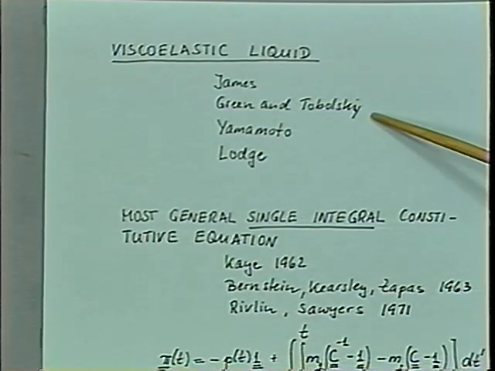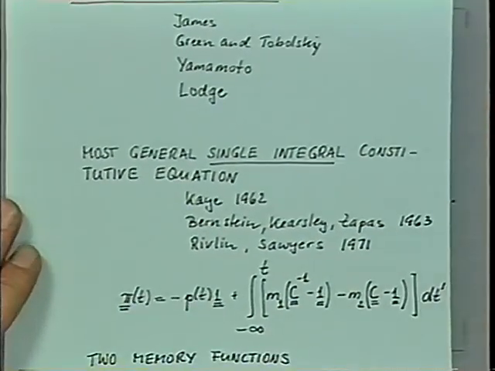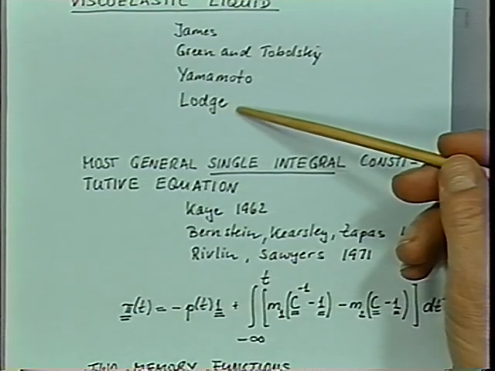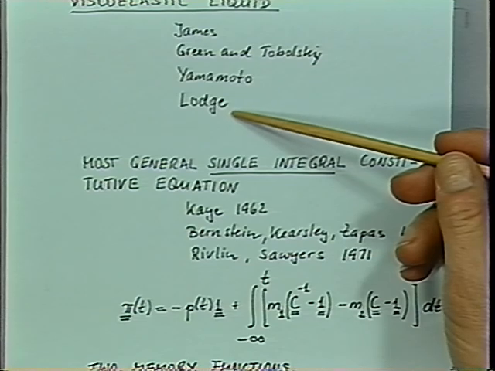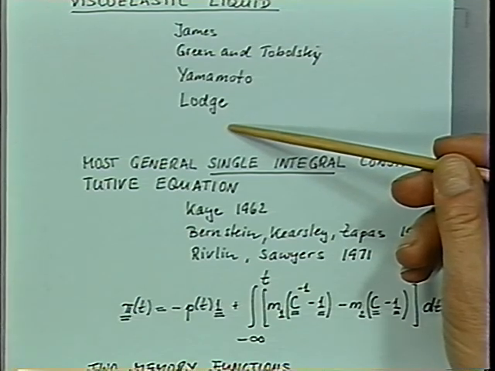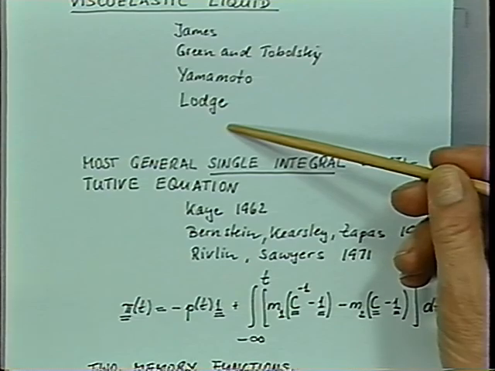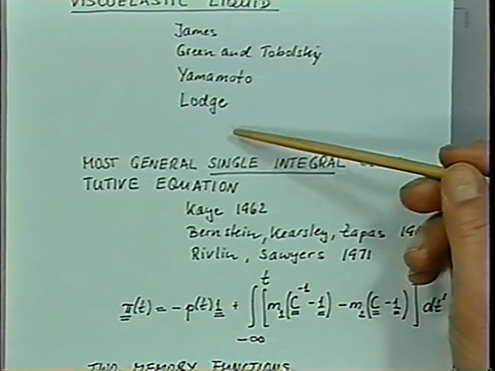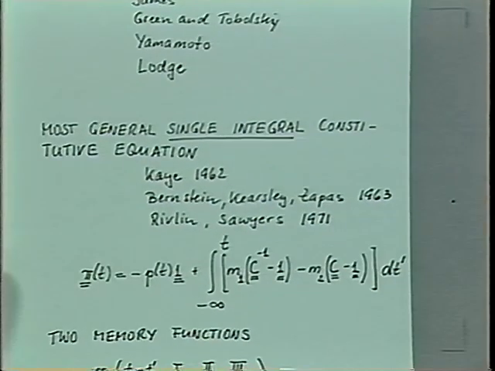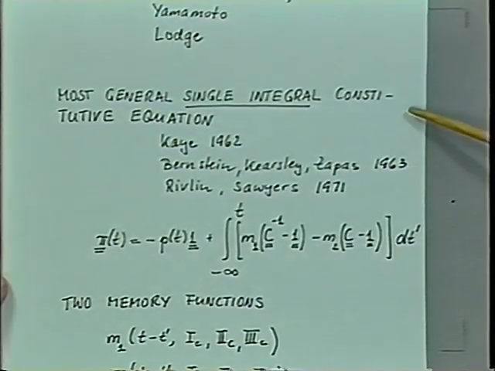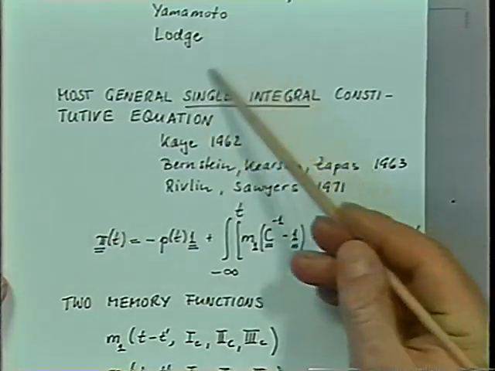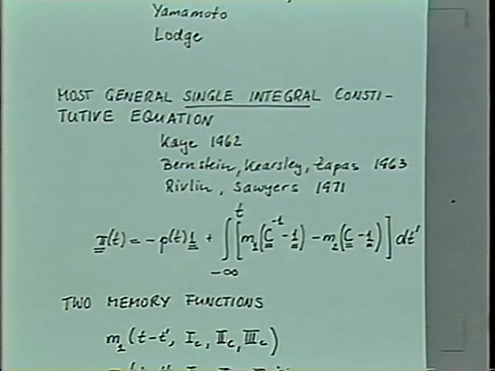James and Green and Tobolsky, Yamamoto and Lodge. In 1954, Lodge wrote his book Elastic Liquids, and that's a milestone in the development of those constitutive equations. It has had a large impact in the development of constitutive equations. So the most general constitutive equations, which only has a single integral, you can go to multiple integral formulations, very complicated formulations.